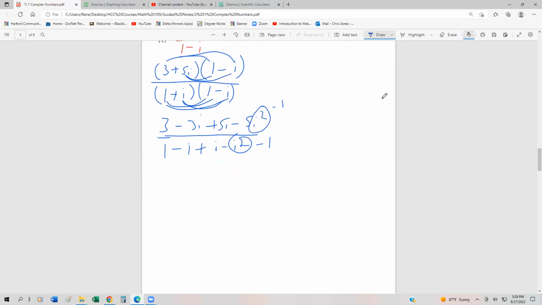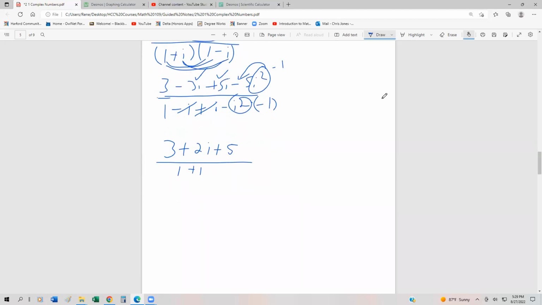Right? So this is going to turn into 3 plus 2i, net, minus 5i squared, and that just turns into plus 5. All right. So remember, when you multiply by i squared, it just changes the sign. In the denominator, negative and positive i are opposites, so they cancel. And we have a negative i squared, which is going to be the opposite of negative 1. And so we just get 1 plus 1, which is 2.